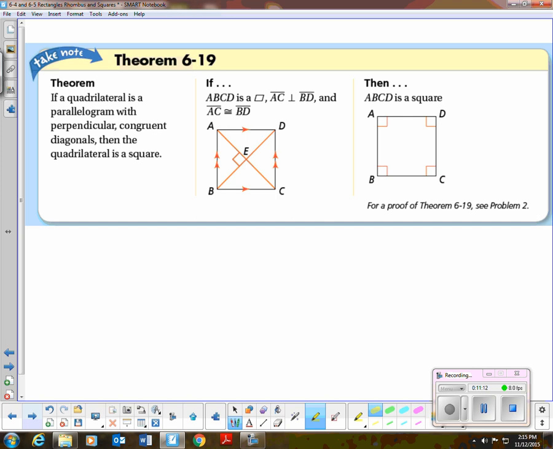If a quadrilateral is a parallelogram with perpendicular congruent diagonals, then the quadrilateral is a square. So if I have my diagonals are perpendicular and congruent, I know I'm going to have a square. And that's how you prove something's a square. Now remember, you can always use its definition. Definition says if it has four congruent sides and four right angles, it's going to be a square. So there's two ways to prove something's a square. There's more than one way to prove a rectangle. You can prove it by diagonals, or you can prove it by its definition. You can always use its definition as a reason to prove it is what it is.